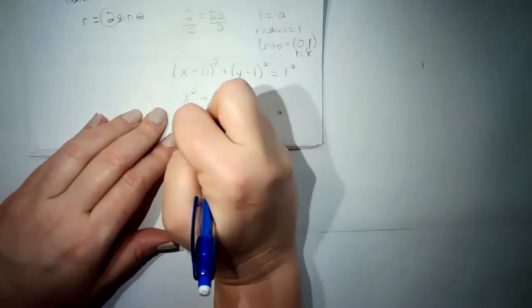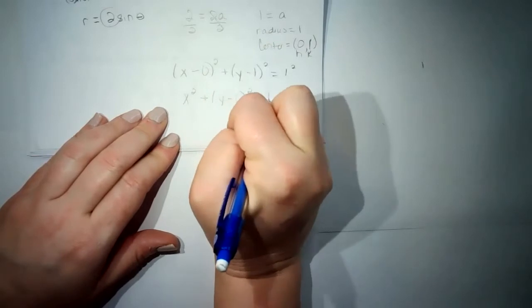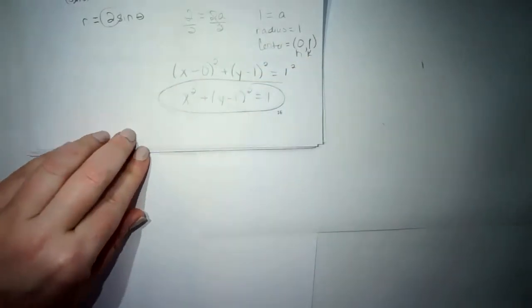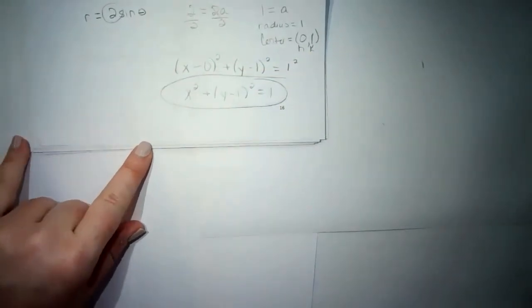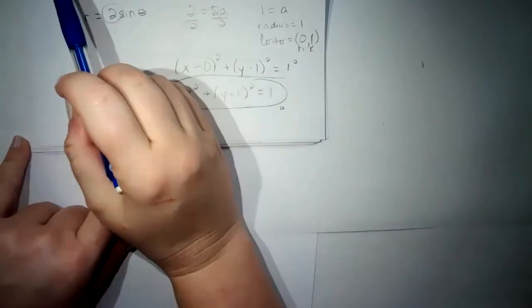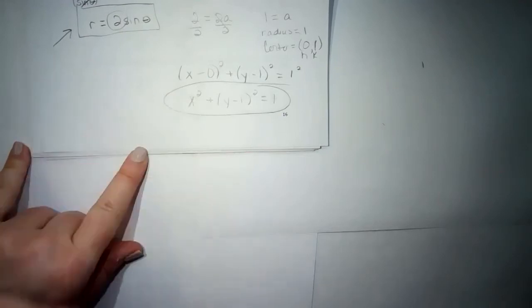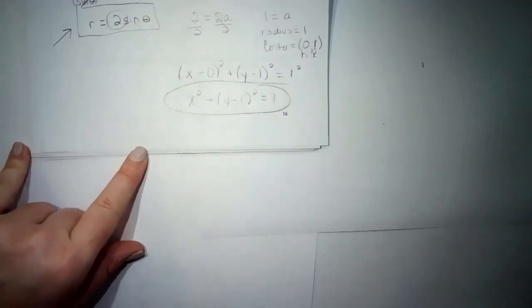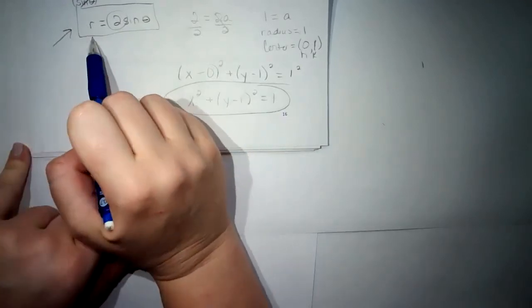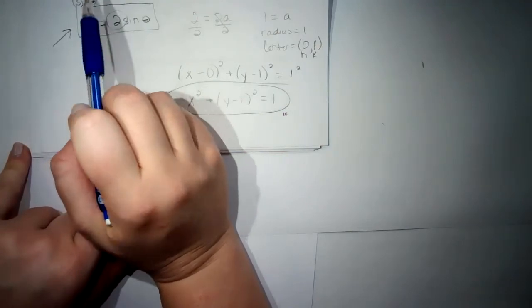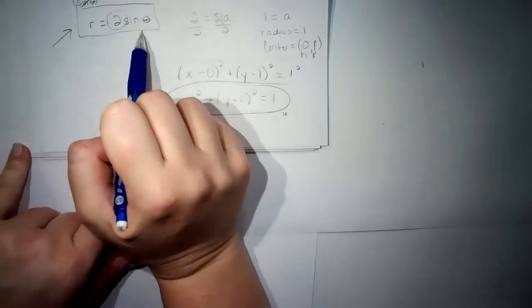So my final answer, all cleaned up, is just going to be that guy. Now remember, you could have started back right here at this point and multiplied both sides by r, then changed this side to x squared plus y squared and changed this side to 2y.